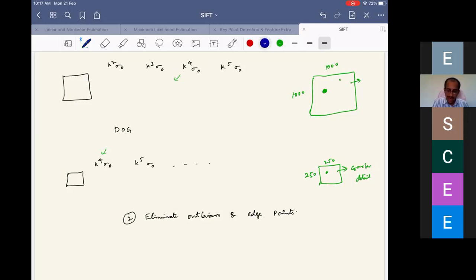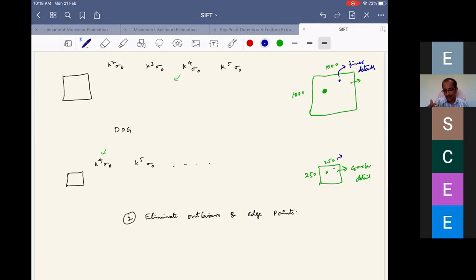Whatever is very small already here will almost disappear in 250 cross 250. It will not be there, so you can't extract that as a key point in 250 cross 250. So here we identify the finer details, and here we get the coarser details, because the finer in 250 cross 250 will be coarser in 1000 cross 1000.